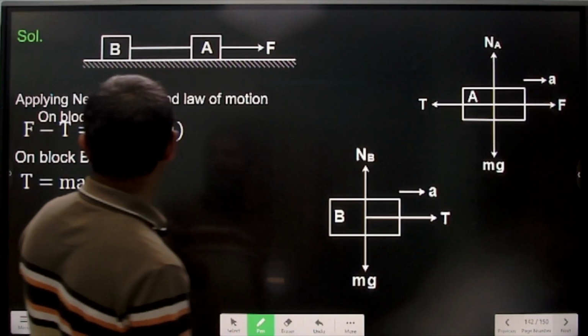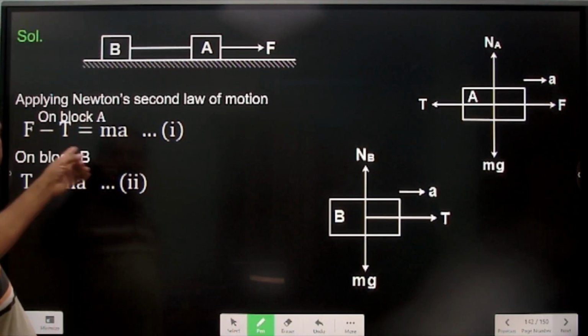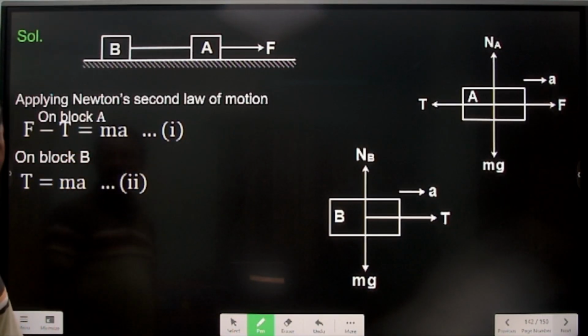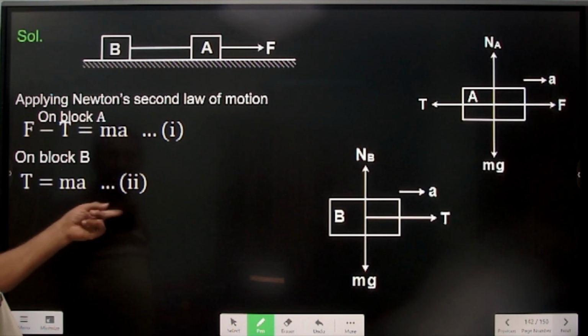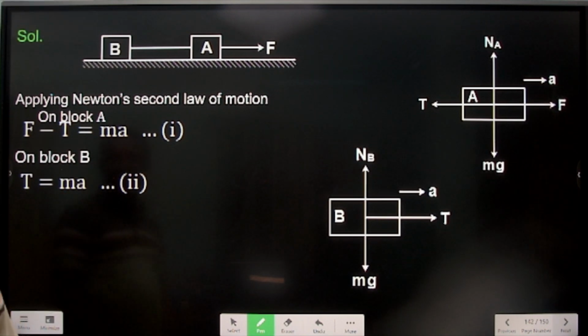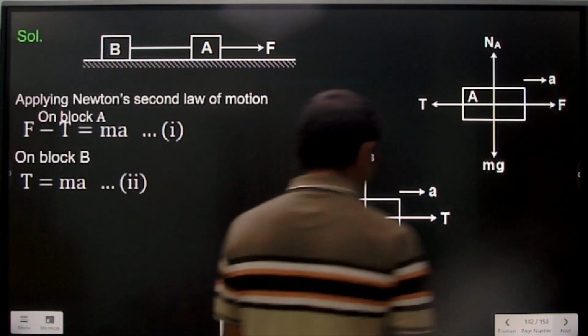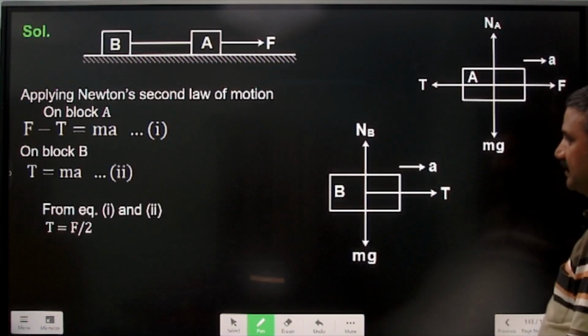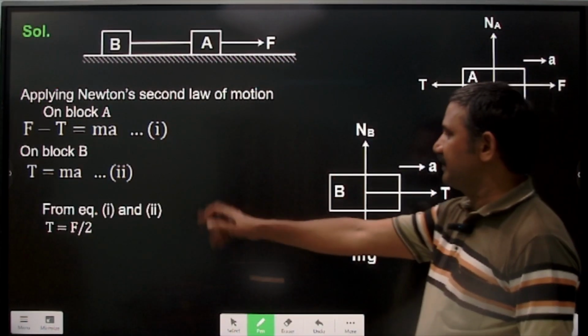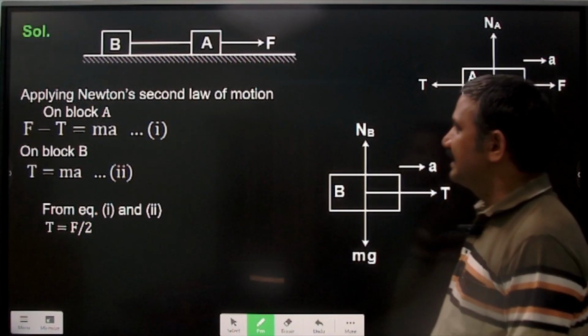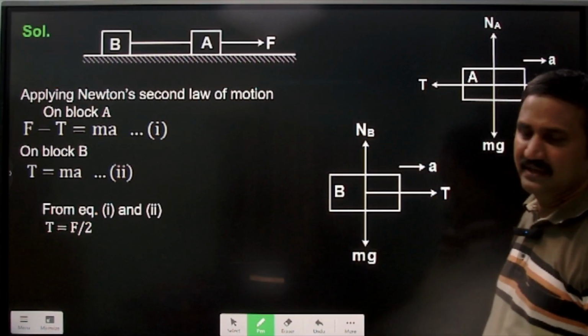So what is the first equation? F minus T is equal to m into A is the first equation. Second equation, T is equal to mass into acceleration. Solving these two equations, you will get the acceleration and external force. From these two equations, you will get the tension in the string, which is nothing but F by 2.